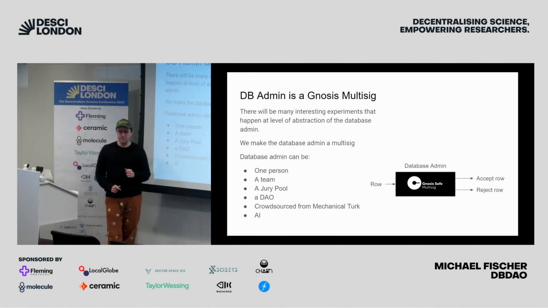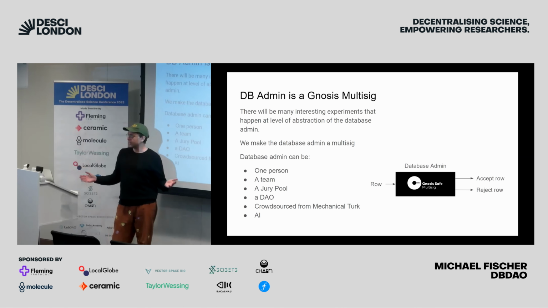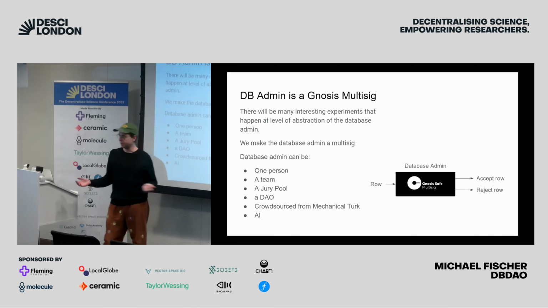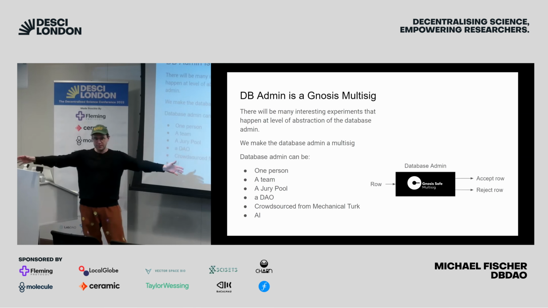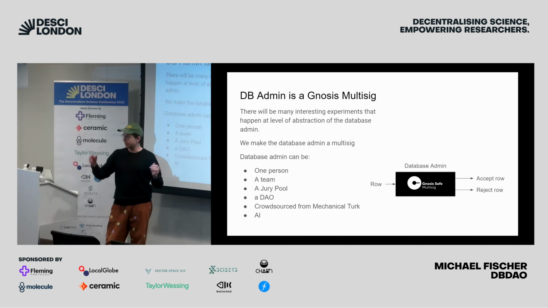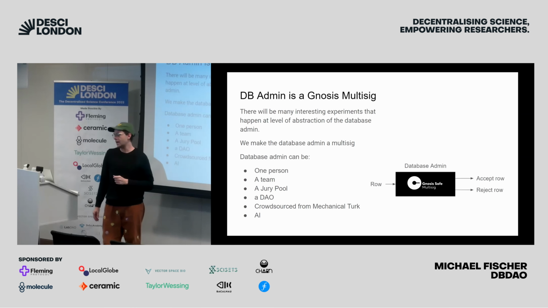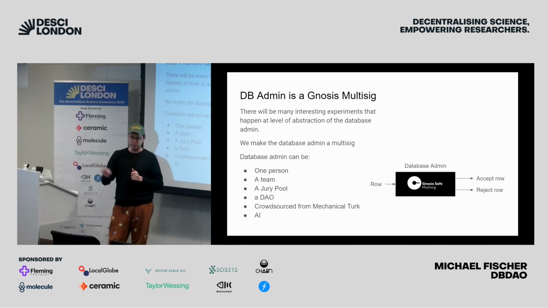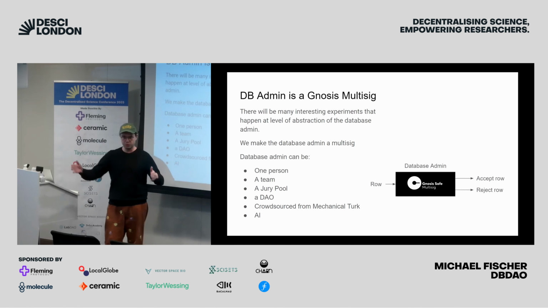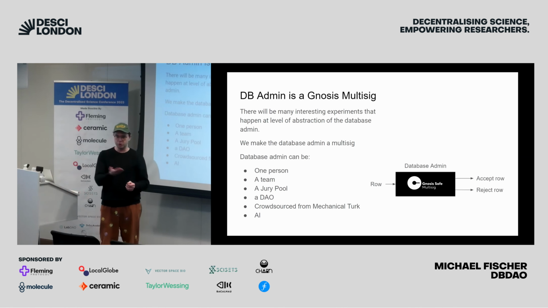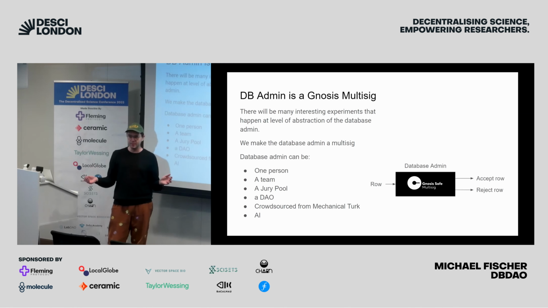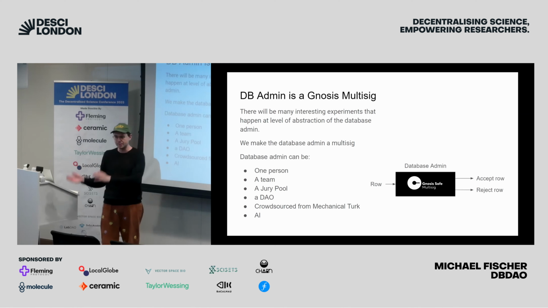So how does the database admin work here? We use a Gnosis Safe to do that. The person in charge of the database isn't actually a person, it's a DAO. And the DAO in this sense is a multi-sig run by Gnosis Safe. What's interesting is this DAO can be many things. It can be one individual person who decides which rows should or shouldn't be there. It could also be a team of people. There are cases where you want 2 of 3 signatures in order to accept data into the database or to reject data from the database.